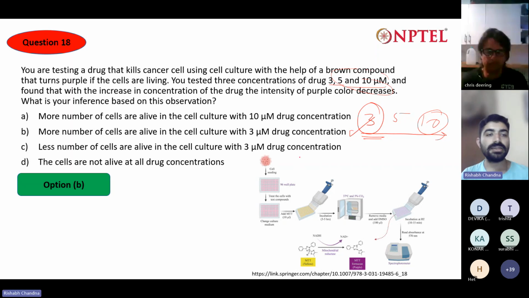Okay, does anybody have any doubt in this question or on the principle of the MTT assay? Can you say the full form of MTT one more time? Okay, I guess tetrazolium is the last word. I am not able to recall what MTT stands for. I'll tell you in the next session after looking into it.